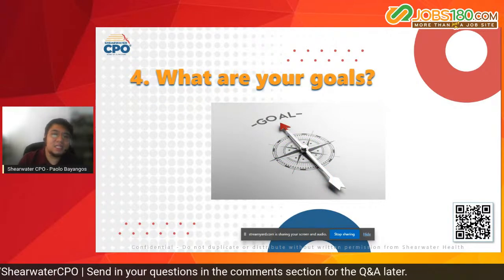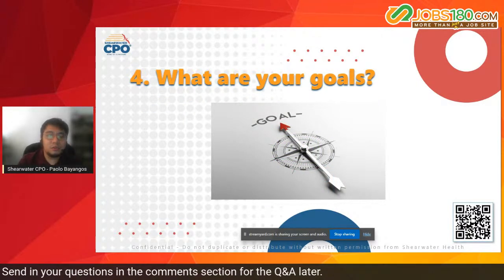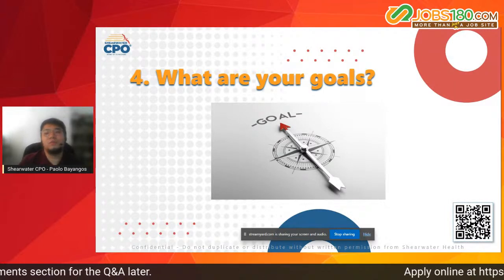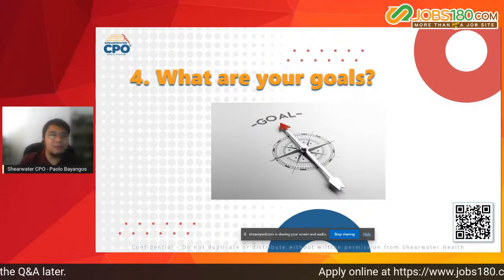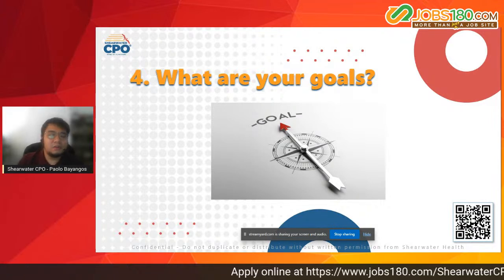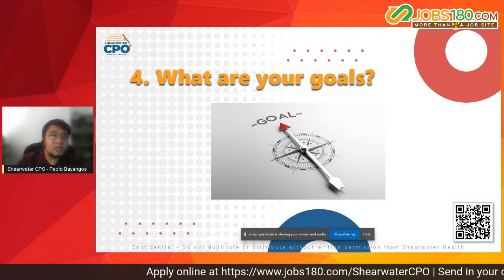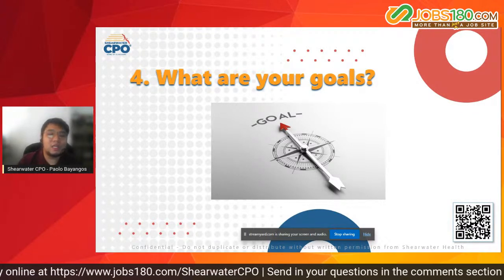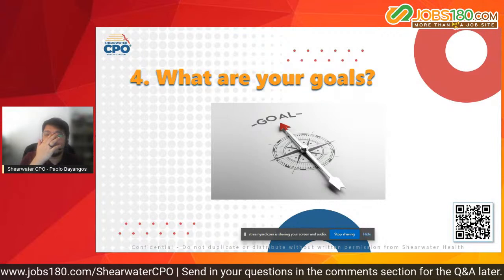All right. Next is what are your goals? So usually you would hear, what are your long-term goals? What are your short-term goals? Five years from now, where do you see yourself? We are making sure that you are a goal-oriented person. There is a specific goal that you wanted to reach.